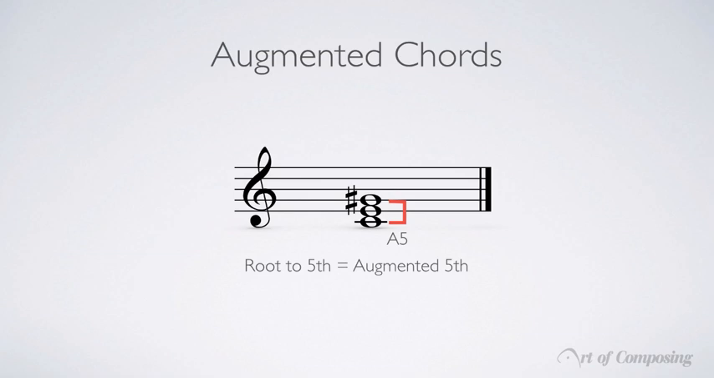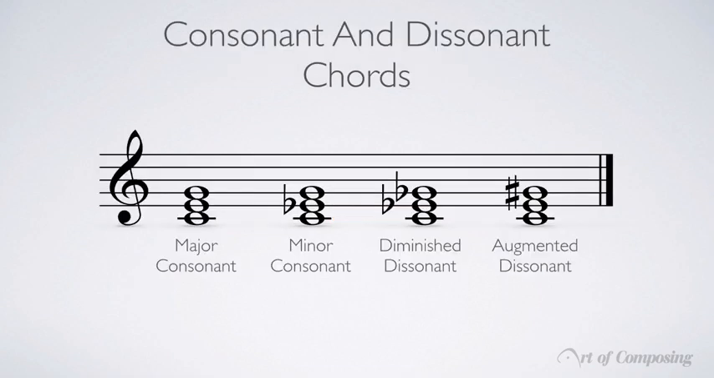Now, because the major and minor chords have only consonant intervals, the major and minor intervals, they're considered consonant chords. Diminished and augmented are considered dissonant chords, meaning they specifically want to resolve to another chord. Now we'll talk more about consonant and dissonant intervals when we get to the next lesson on seventh chords.